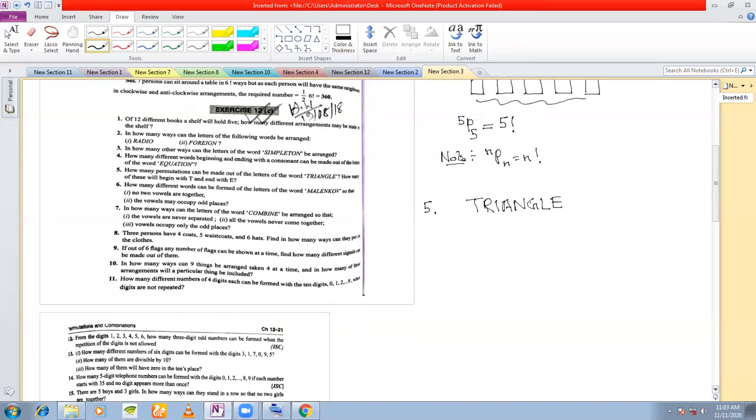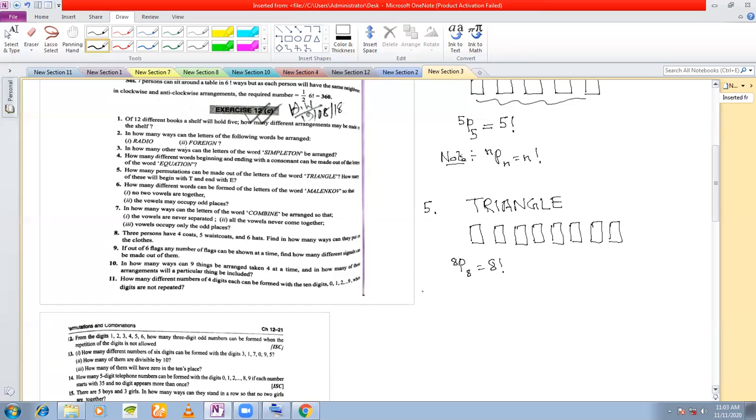Okay, triangle. How many arrangements can you make out of the letters of the word triangle? So clearly, how many can you make? How many characters? How many places are there in which you have to arrange? 8P8. 8 places, 8 characters. So 8P8, which is equal to factorial 8 ways you can arrange. This is without any restriction.